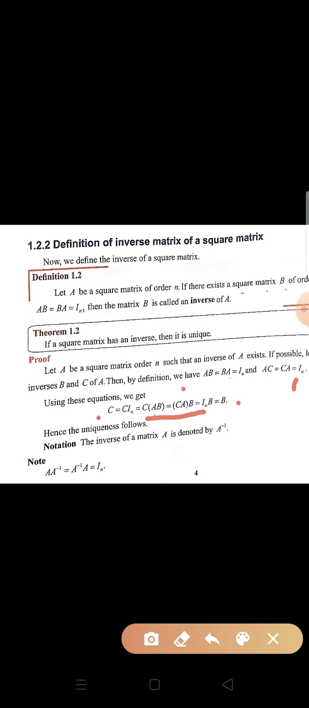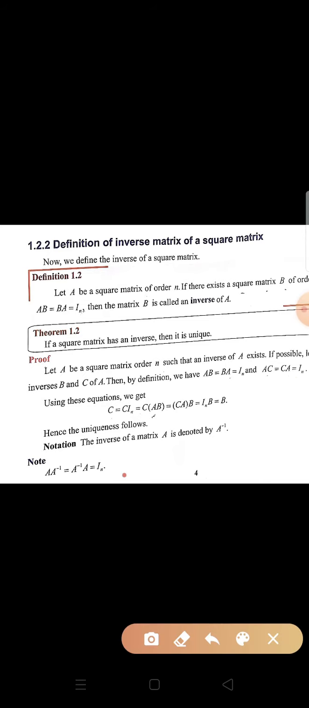Hence the uniqueness follows. Now the inverse notation. The inverse of a matrix A is denoted by A inverse. Finished our second theorem. Note one very important thing: A into A inverse equal to A inverse into A is equal to In. This note is very important. Our second theorem is finished.